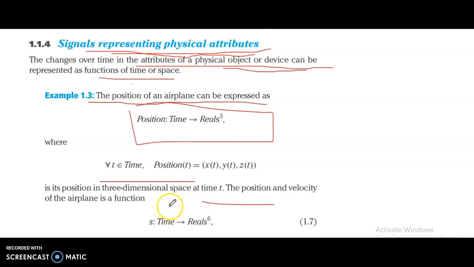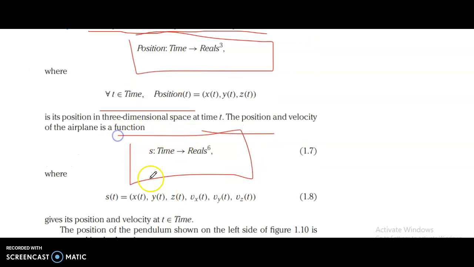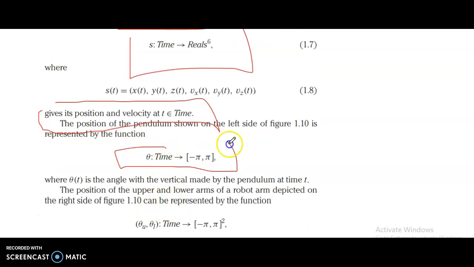The position and velocity of the airplane is a function s from time to the reals, where s of t equals x of t, y of t, z of t, and u of t. Sorry, u is the velocity. It gives its position and velocity at t belonging to time. Theta equal to time of minus infinity to plus infinity, and theta of t equal to time, ranging from minus pi to plus pi.